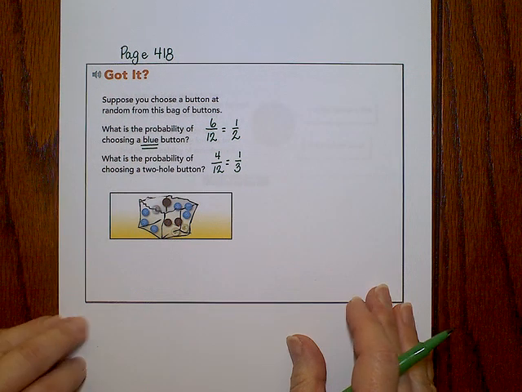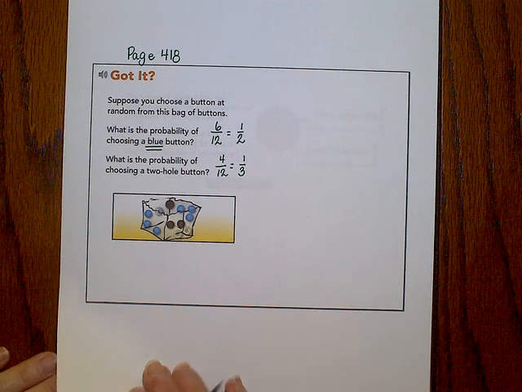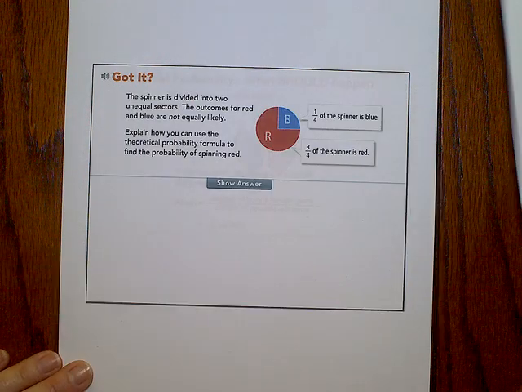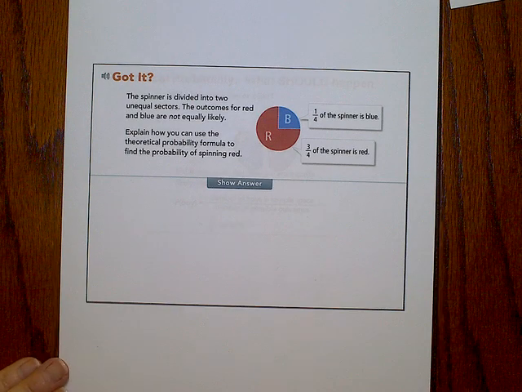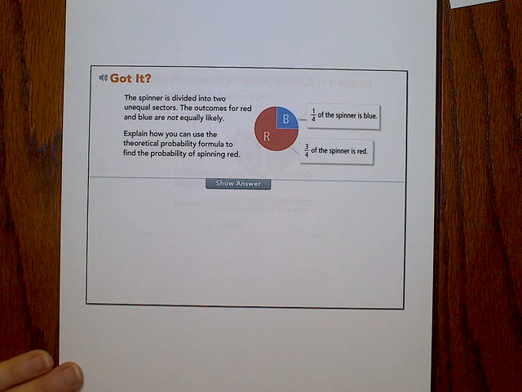So that is reviewing with you what we did yesterday, theoretical probability. Now we have another question on page 418. Let's answer this one first. The spinner is divided into 2 unequal sectors. The outcomes for red and blue are not equally likely. What could we do so that we could use theoretical probability to find the probability of spinning a red?